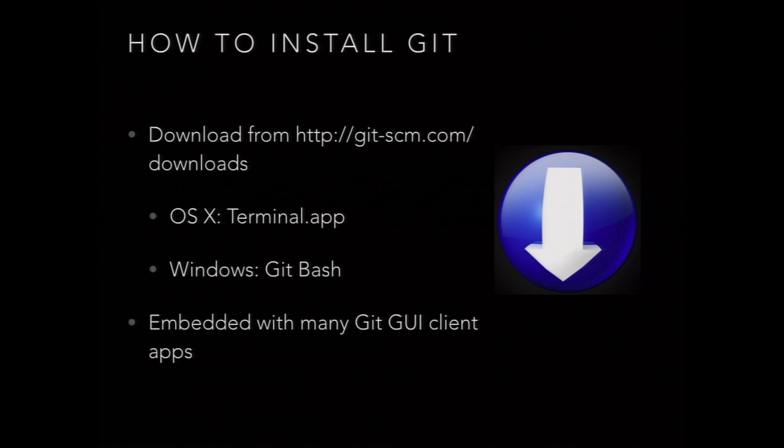All right, let's talk about how to install Git. It's actually a very lightweight installer. You can download it from git-scm.com, and then you would use the OS X terminal app to use it. Windows also has Git Bash, which actually works pretty well.